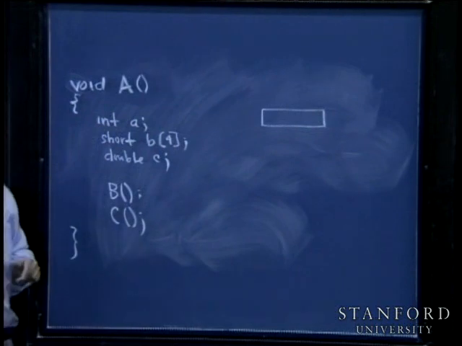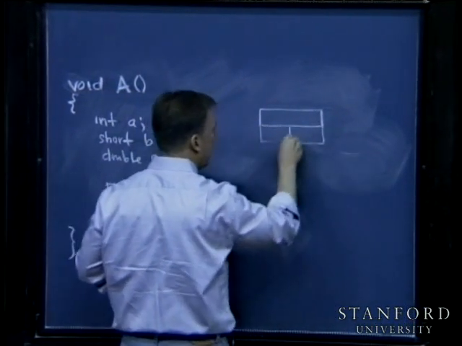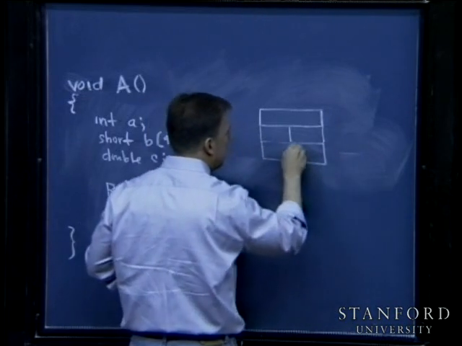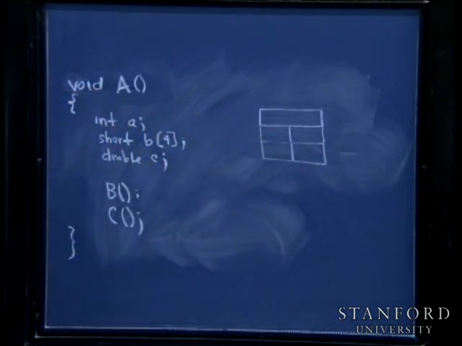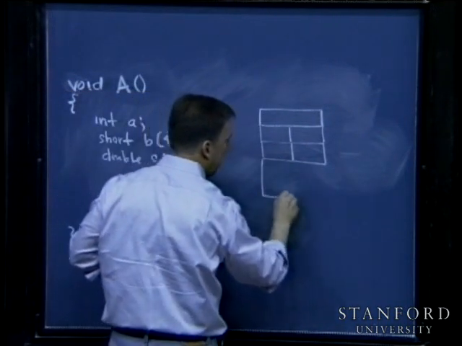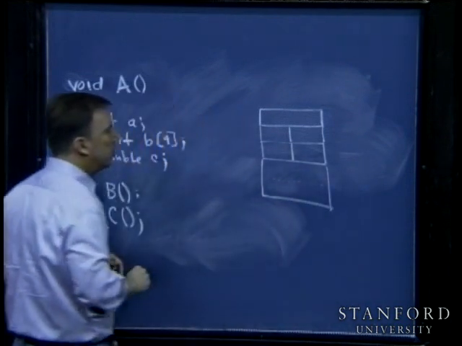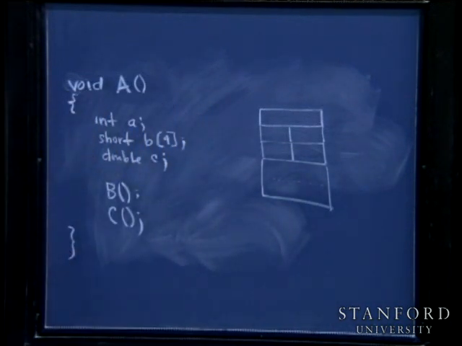a gets a 4-byte rectangle, and because b's declaration is right afterwards, it's allocated right below it in memory. Okay? This being an 8-byte double would have a rectangle that's twice as tall, and I'll just do that to emphasize the fact that it's 2 rows as opposed to 1. Does that make sense?